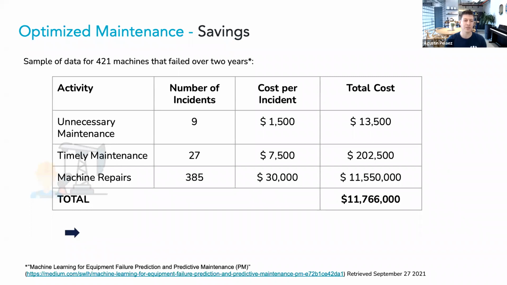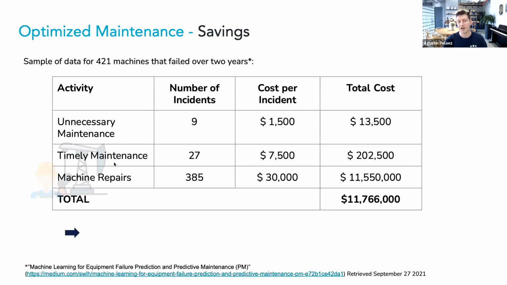I found this sample data. It is still fictitious, but the source comes from someone who has a lot of experience out in the fields. So it was the most trustworthy one I could find, and also closest to reality based on our own observations. So imagine that this company has close to 400 machines and has been recording the failures and services throughout 2 years. In the case of unnecessary maintenance, there were only 9 incidents. Each one cost close to $1,000, and that would be the total cost.